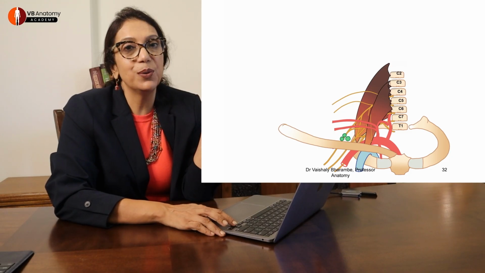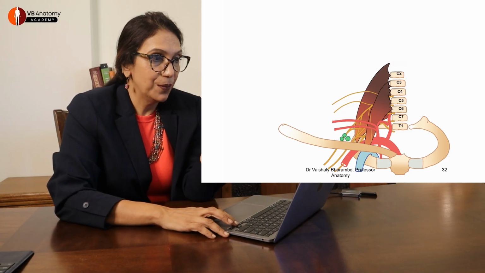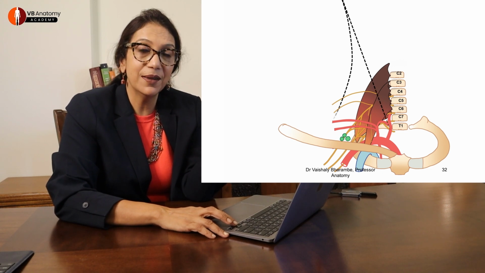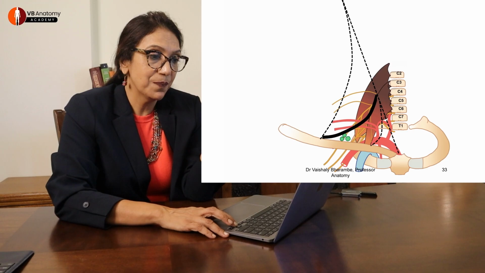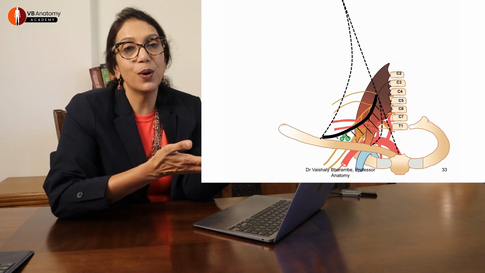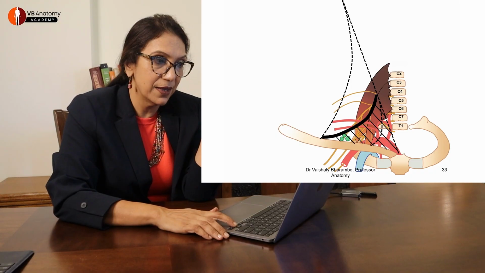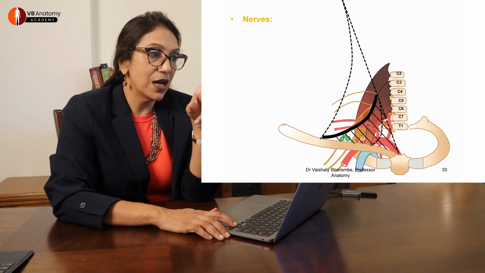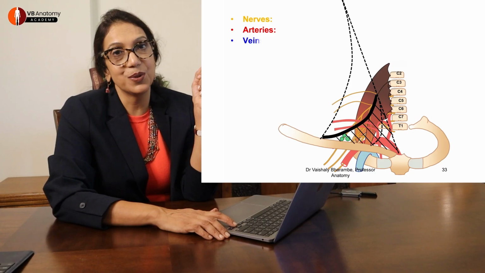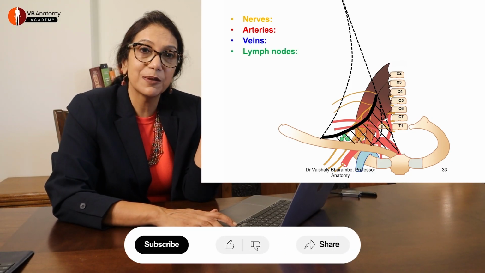So what we're going to do is group the contents. That's your triangle. That's your inferior belly of omohyoid. And this is where your contents are, packed in that tiny little supraclavicular triangle. So we are going to group the contents into nerves, arteries, veins and lymph nodes. Maybe that will help you to remember. Let's see how it works.